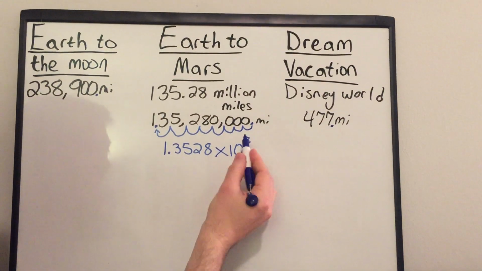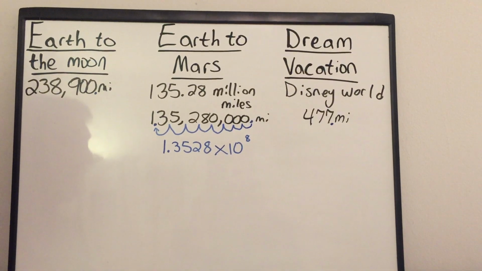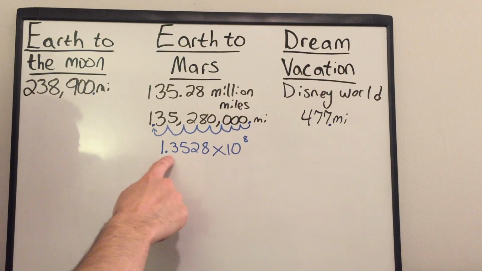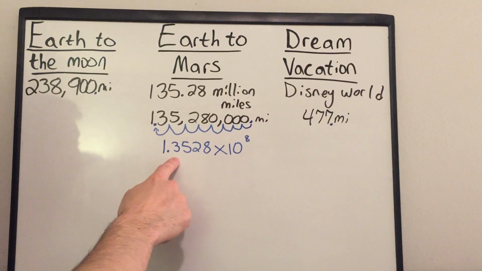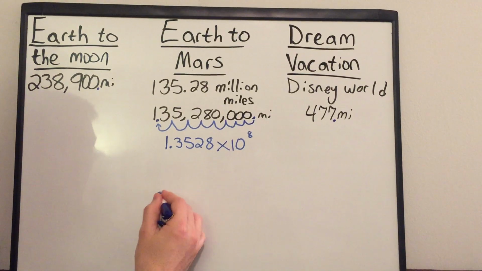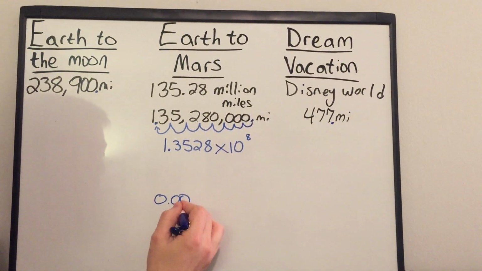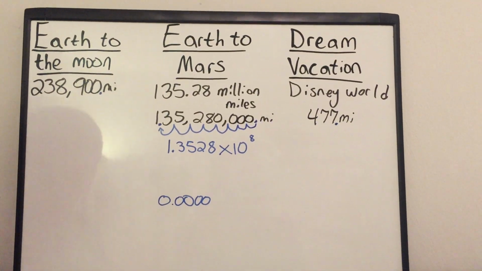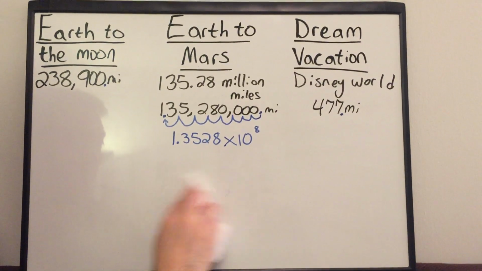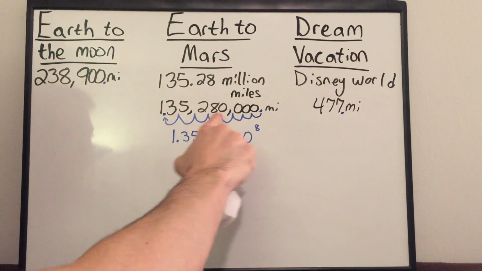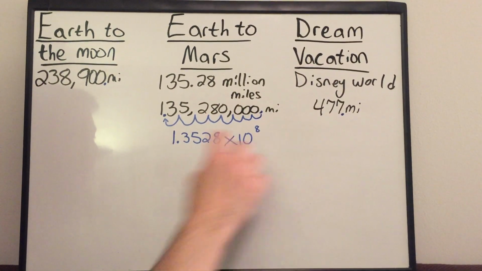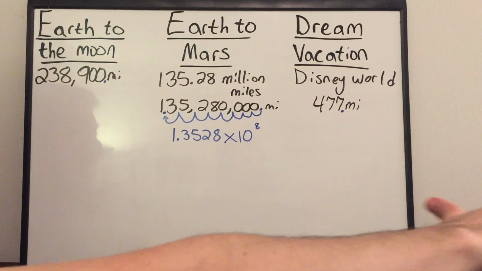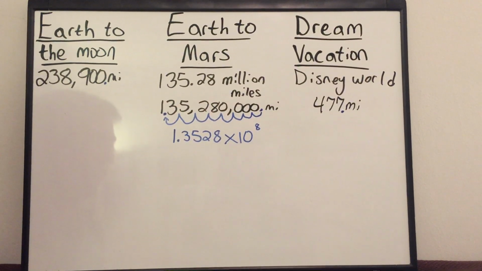If I made this a negative 8 right here, that means I would have to divide 10 to this number, and by dividing 10, we would actually make this number smaller to where you would have a decimal, like 0.0000 and so on, 13528. Well, that's not what we want. Our number was not a decimal. Our number was in the millions. So that is why you want a positive 8 right there, okay? Because we are multiplying 8 tens to get this back into its standard form.